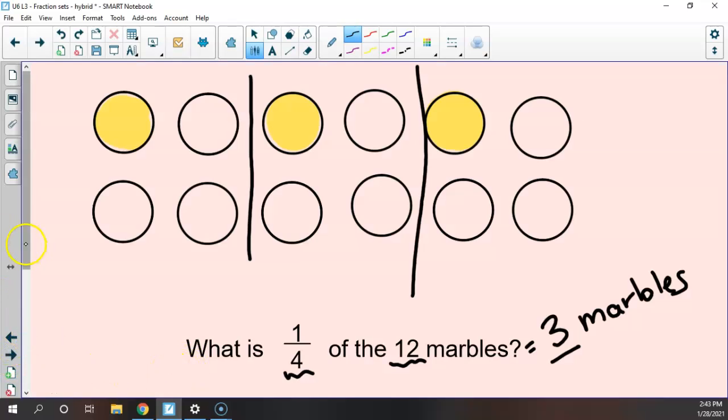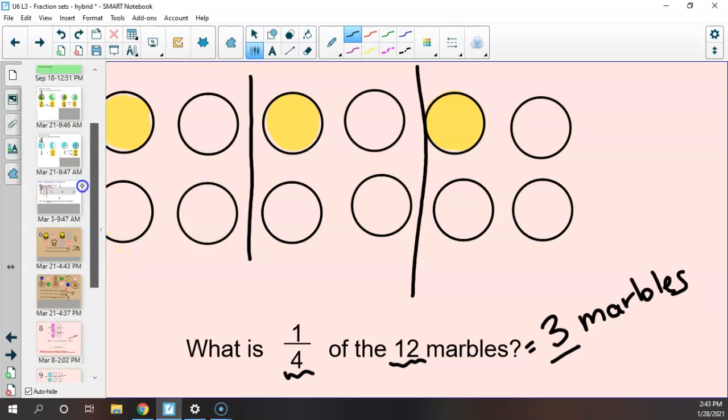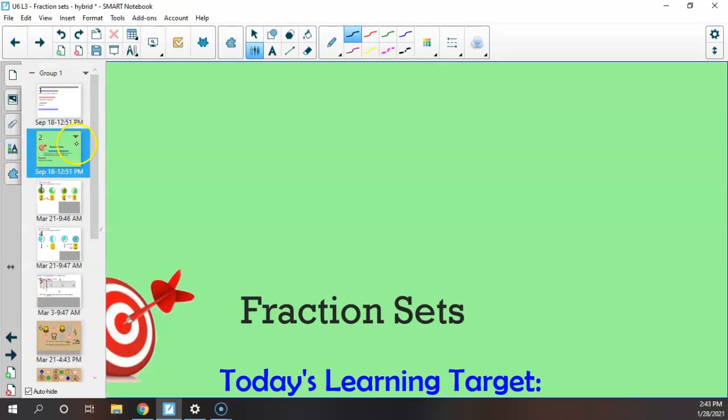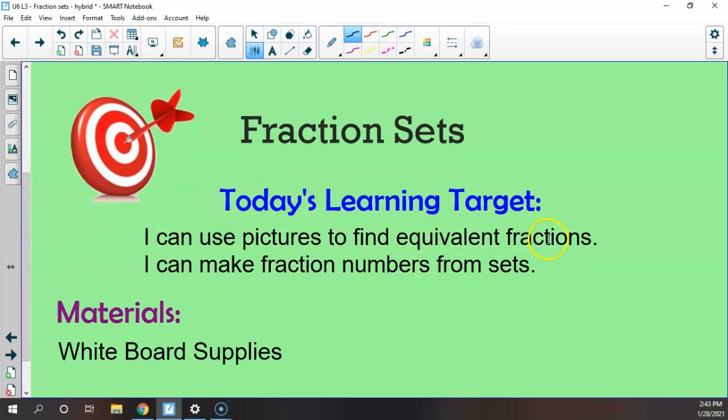All right, let's see. It looks like we've reached the end of our lesson. So let's go back. Let's check our learning target. Our learning target was, I can use pictures to find equivalent fractions, and we definitely did that in the beginning. And I can make fraction numbers from sets, which we did at the end with our pictures of animals and shapes and shading those circles of marbles.